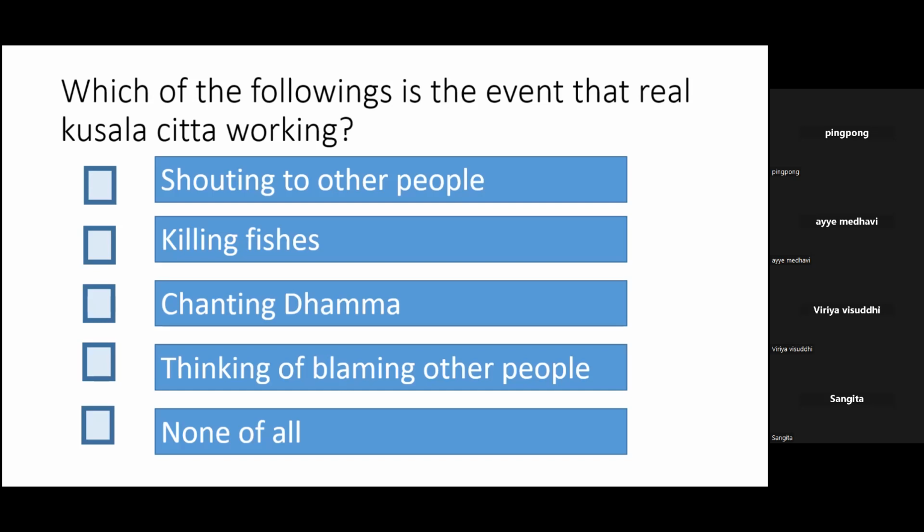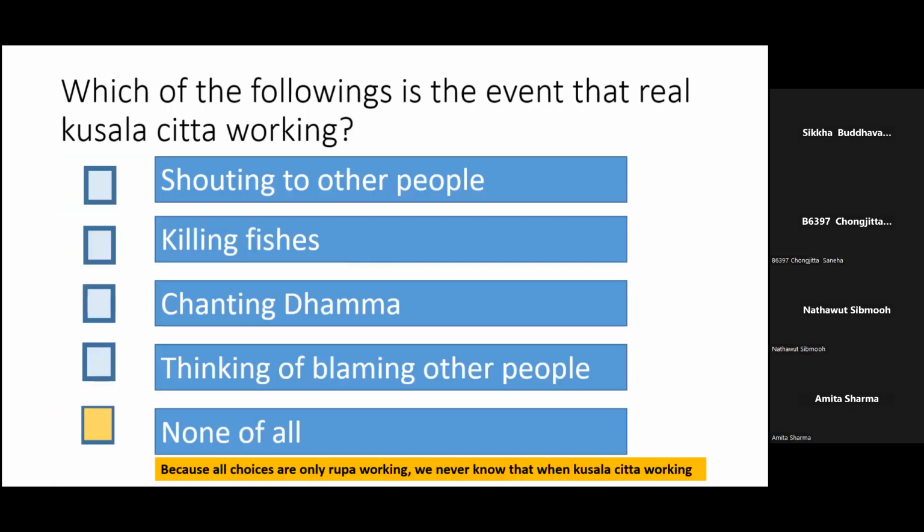Around us, we cannot know. But the realm that is central, we cannot know. The thing that we know is not the thing that happens inside in Paramattha. So because it is only Rupa working, we never know when Kusala Chitta is working. This is the answer.